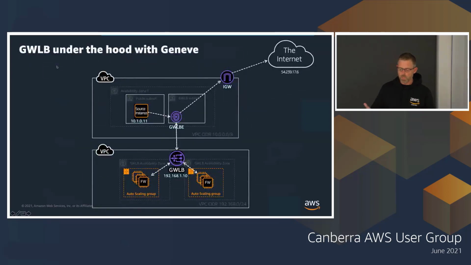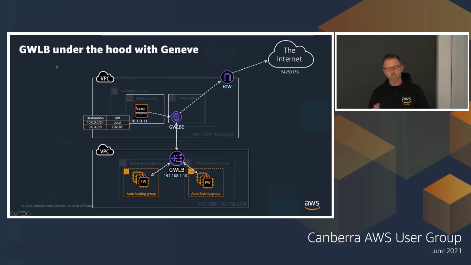But here's how you put it into your network. So we've got a very, very simple network. Just to illustrate, down the bottom, we've got our appliance VPC, where we've got our Gateway Load Balancer and a couple of auto-scale groups of appliances. Up the top is our consumer VPC. So we've got our source instance in a public subnet on the left, and we've got a Gateway Load Balancer endpoint on our Gateway Load Balancer subnet on the right.